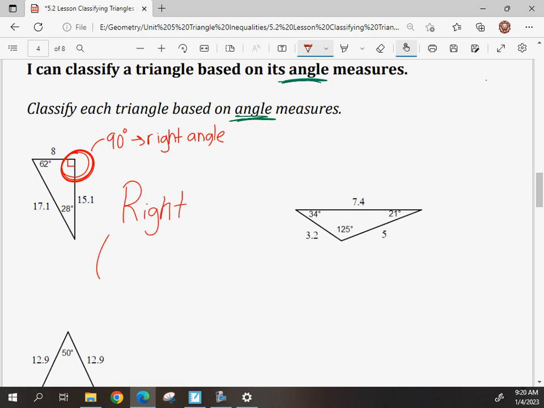So we can only ever have one right angle, because all three have to add to 180. So if we have two 90-degree angles, we don't have room for a third. So if we have one right angle, one 90-degree angle, we call that a right triangle.